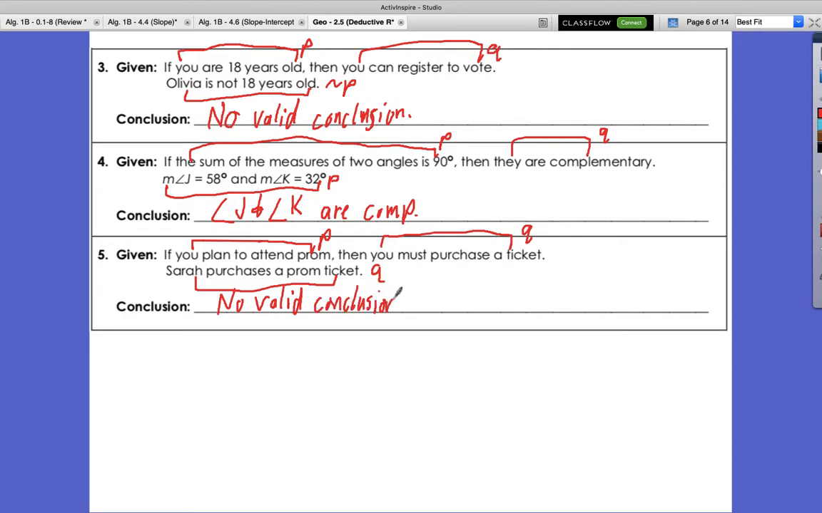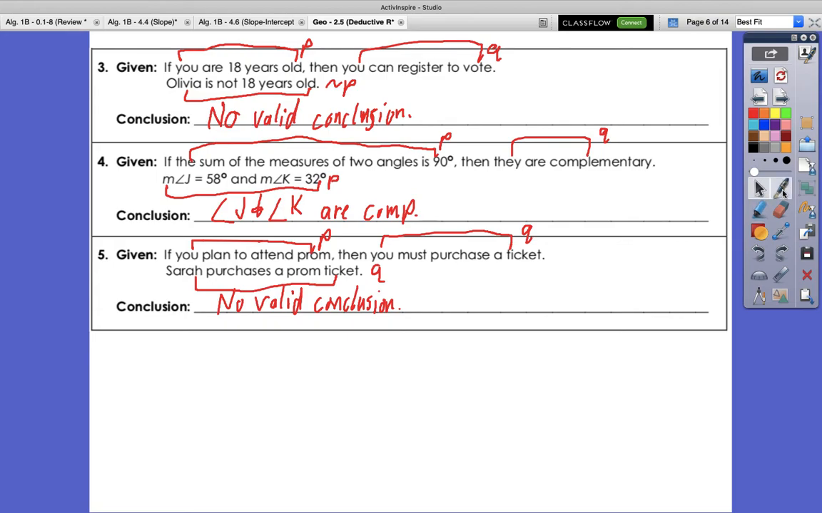Now I might be saying, Mr. Kossel, what in the world would happen here to where it wouldn't be that Sarah's going to prom? Well, maybe she bought the ticket for someone else. Maybe her friend is going and she's not, but her friend wasn't able to buy the ticket on time because she was gone the last day of school that they were selling tickets. So maybe she's buying it for a friend. We can't rule out other possibilities, unfortunately.